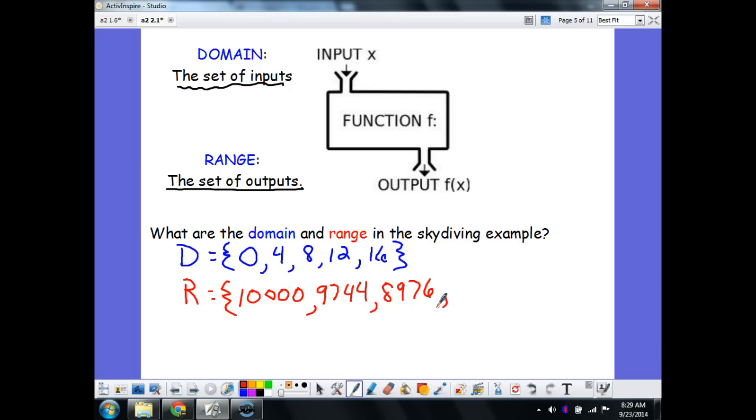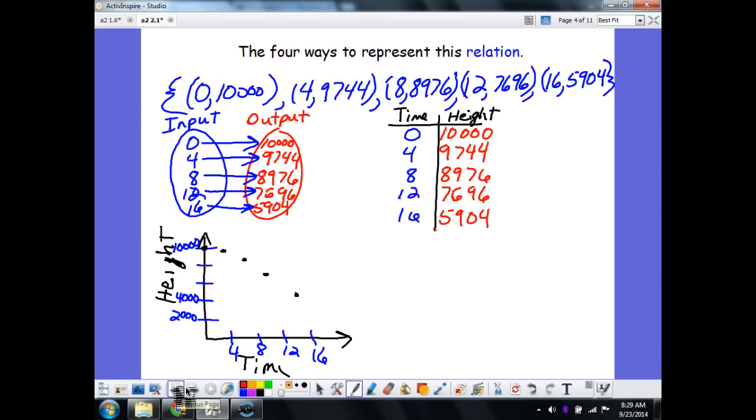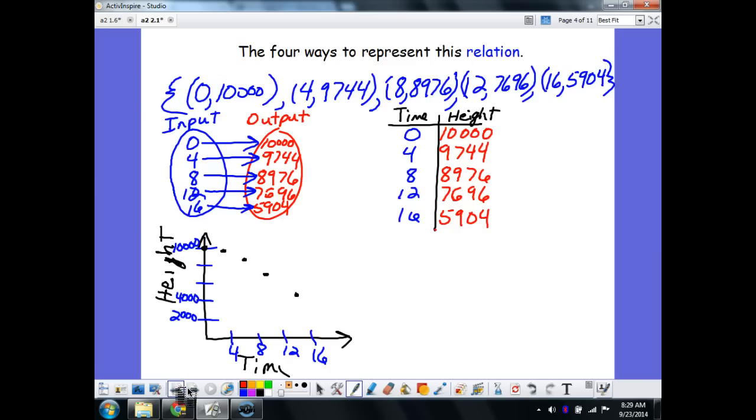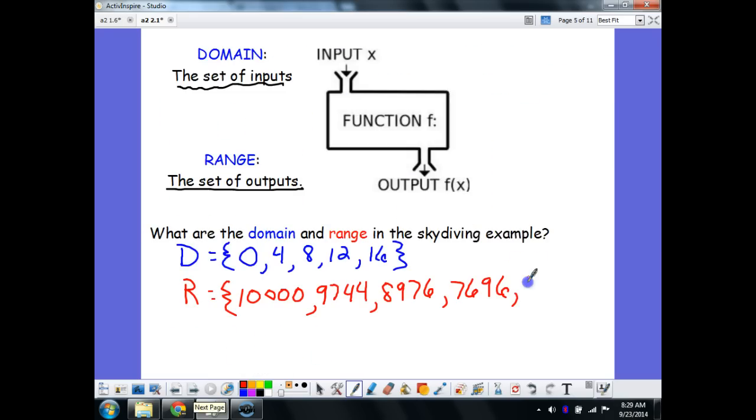At 12 seconds, we were at 7,696 feet. And finally, I think it was 5904, but I better look to make sure. Yes, 5904. My mind is a steel trap. So 5904 for the domain and range.